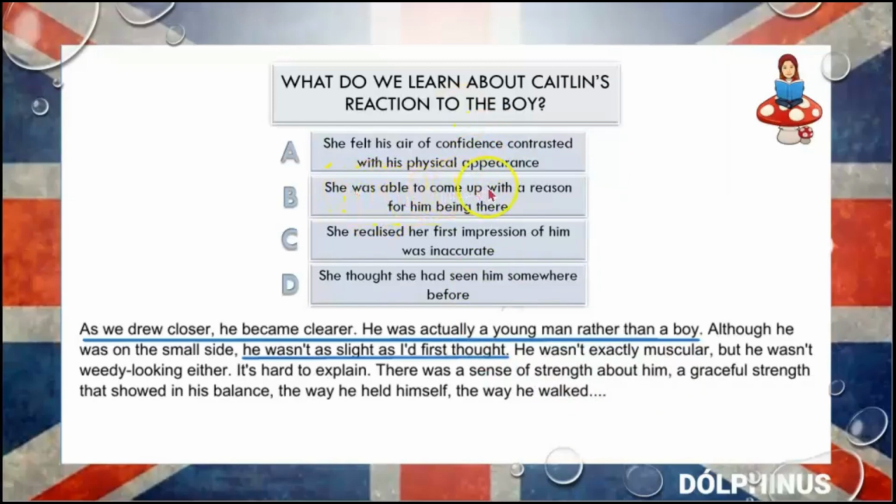B. She was able to come up with a reason for him being there. Nothing mentioned. C. She realized her first impression of him was inaccurate. It is. He wasn't as slight as I had thought, and also mentioned he was actually a young man rather than a boy. So her first impression of him was incorrect. D. She thought she had seen him somewhere before. Not mentioned.